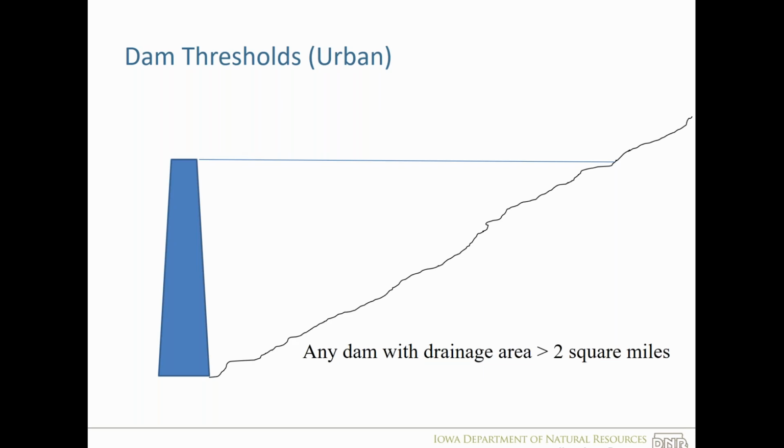We also have some additional criteria if you're going to build a dam in a city or near a city. As we talked about before, if you're on a stream that drains more than 2 square miles through an urban area, that's going to need a permit for any kind of construction through the DNR floodplain program. So that applies to dams as well.